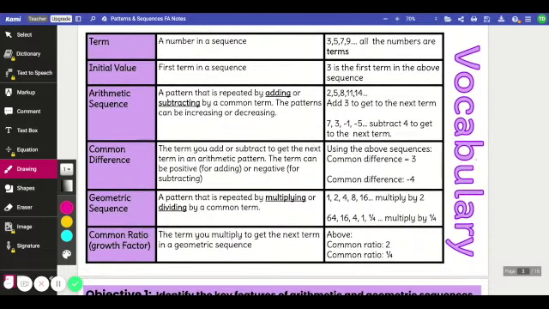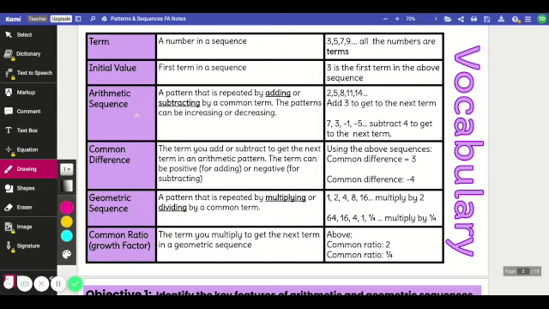First, our vocabulary. The first word is term, which is a number in a sequence. So for example, 3, 5, 7, 9, all the numbers are terms. The initial value is the first term in a sequence, where 3 is the first term in the above sequence.